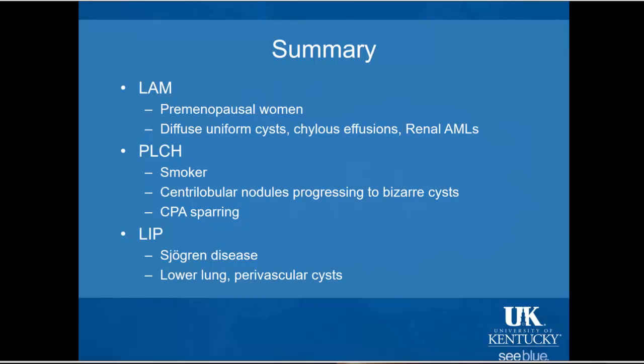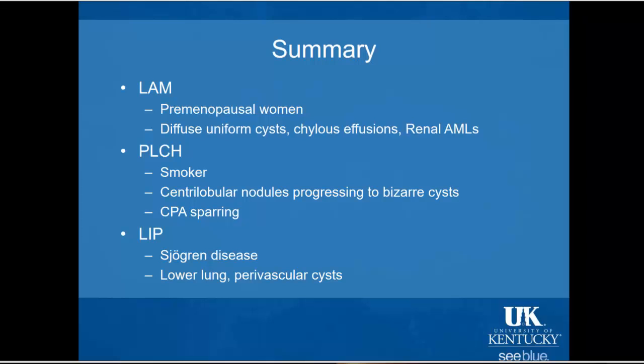So in summary, lymphangioleiomyomatosis, think of the sporadic form as premenopausal women, exclusively, essentially. There's also the tuberous sclerosis complex related form that can occur in men as well. But as far as the cystic lung disease, they are diffusely distributed, uniform, clean, pristine looking cysts. Remember the other associated findings: chylous effusions, chylous ascites, renal angiomyolipomas, but the angiomyolipomas can occur anywhere in the body. It's just very common to see them in the kidneys.